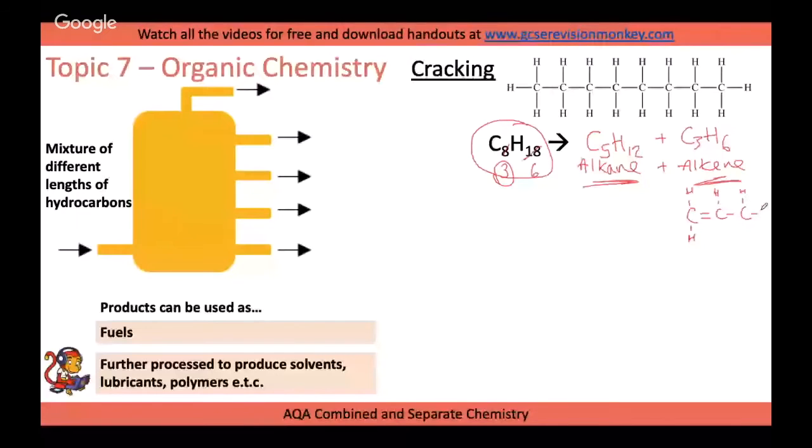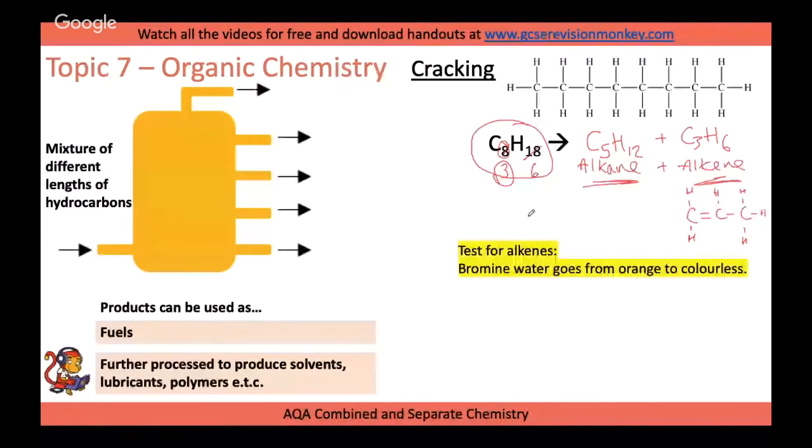So C3H6. So you could have cracked that another way. Okay, you could have 3 carbons here and 5 over here. It doesn't matter what the products are, as long as they all add up to C8H18. The test for alkenes we need to know about is bromine water. And that goes from orange to colourless in the presence of alkenes. In alkanes, it will just stay orange. So you'll know where your alkene is because it will go colourless.